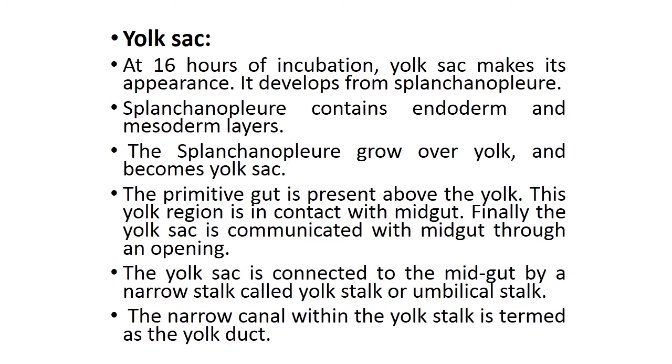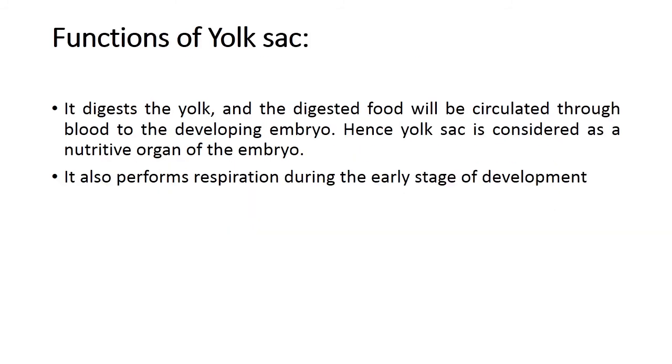So, the yolk sac has a connection with the midgut of the growing embryo. The yolk sac is connected to the midgut by a narrow stalk called the yolk stalk or umbilical stalk. The narrow canal within the yolk stalk is termed the yolk duct. Yolk stalk is there and the canal is known as the yolk duct.